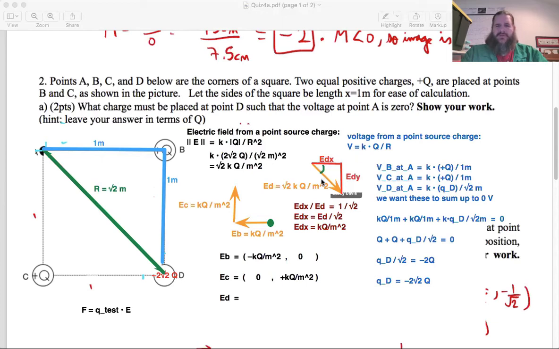Also, since this is a 45, 45, 90 triangle, EDY is going to be the same length, it's just downwards. So how would we treat that? Wait, could you repeat the question? I didn't hear it. We know EDY is the same length because this is an isosceles triangle, 45, 45, 90. But it's downwards, so what does that tell us? Oh, it's negative? Yeah. So we can write ED in components as X component of positive KQ per meter squared and a Y component of negative KQ per meter squared.